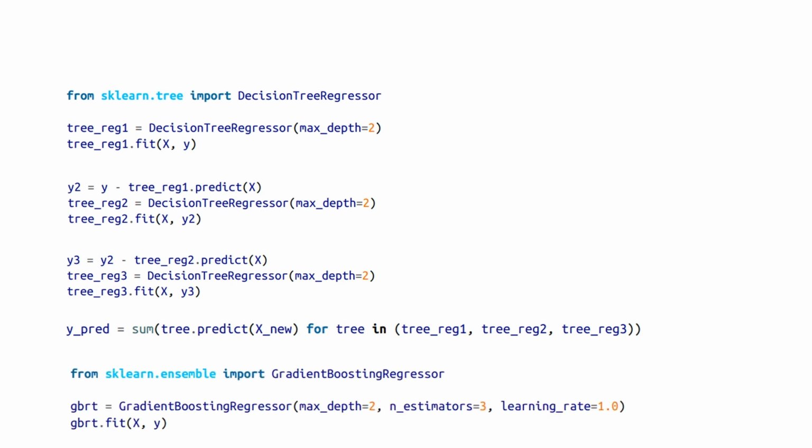Instead of implementing all these steps manually, we can use gradient boosting from scikit-learn. By setting n_estimators equals 3, we are telling the model to build 3 trees sequentially, just like the 3 steps we implemented before. And the learning_rate controls how much each tree contributes to the final prediction. So under the hood, this single line of code is doing exactly the same process, learning from errors, step by step, and combining the results into a final prediction.